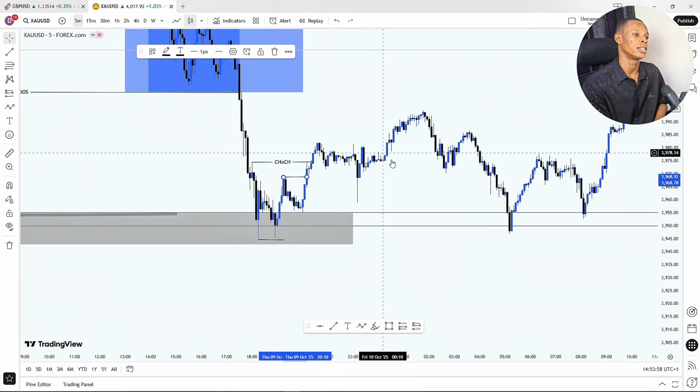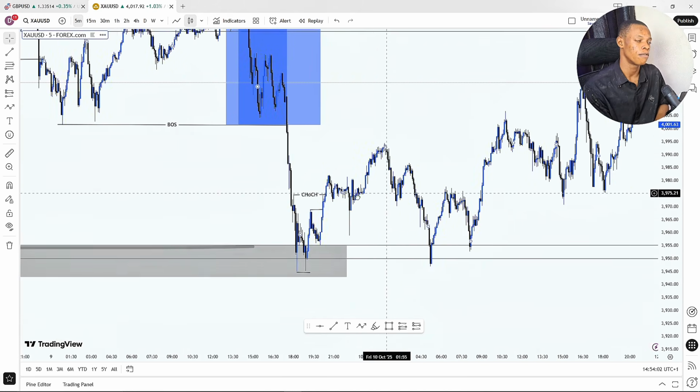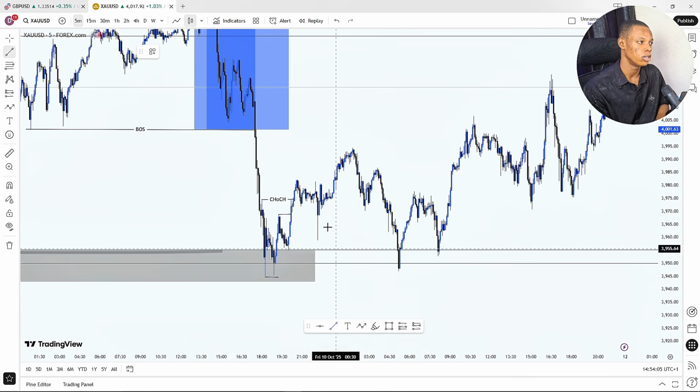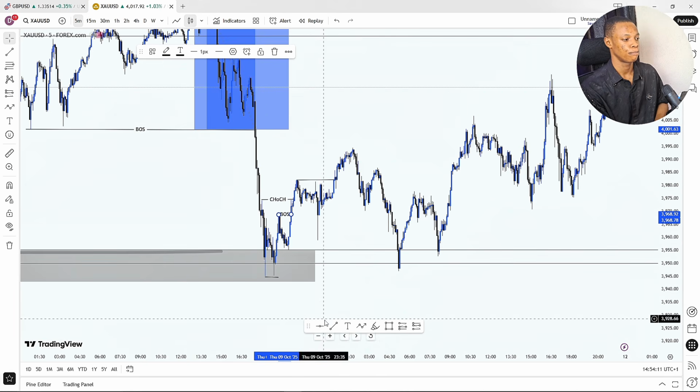So now I started looking out for buys. And all you need is just your break of structure. Watch out for where the price is breaking structure to. This was a break of structure to the upside, so I'm looking out for buys. Another break of structure to the upside. I'm looking out for buys.